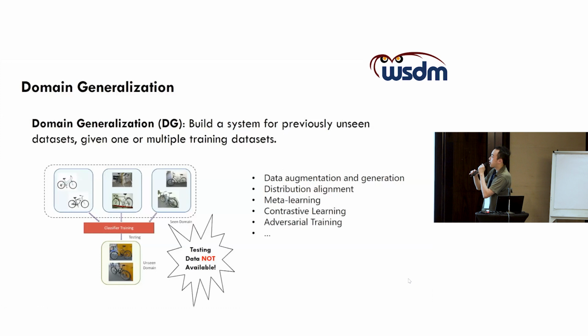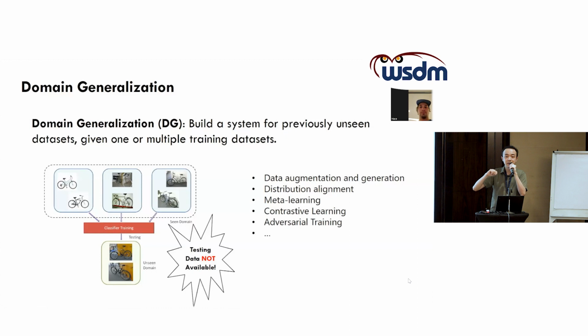So here I show you one visualization example, for example bike recognition. For bike recognition, we have different kinds of brands and types, and we also have different kinds of backgrounds for the images.